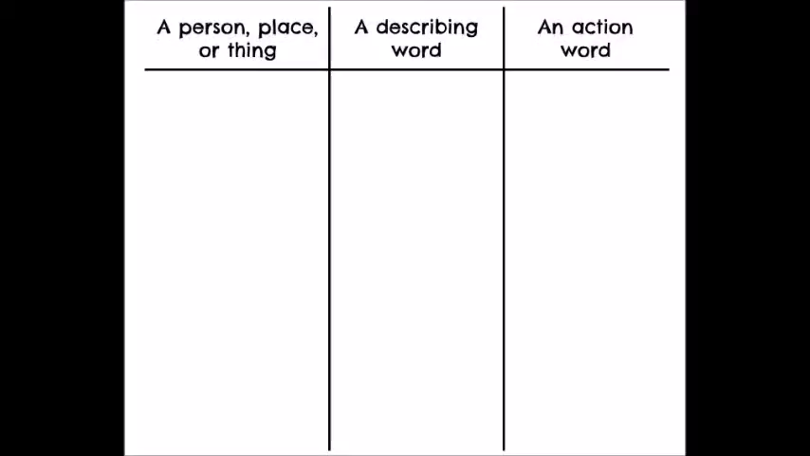On the board you will see the three categories we just talked about: a person, place, or thing, a describing word, and an action word. You have all been given a sticky note which you will write your name on, and when it is time, you will each come up to the board and place your sticky note in the category that you think describes a noun. As more and more students place their sticky notes on the board, this is what our board will start to look like. At the end of the lesson, you will have an opportunity to move your sticky note if you think it belongs in a different category.